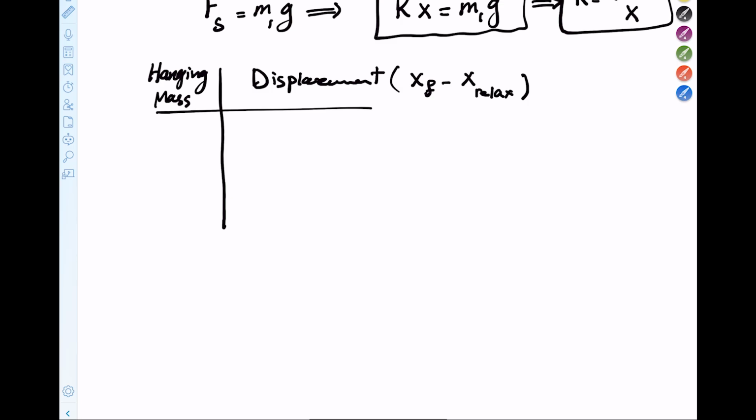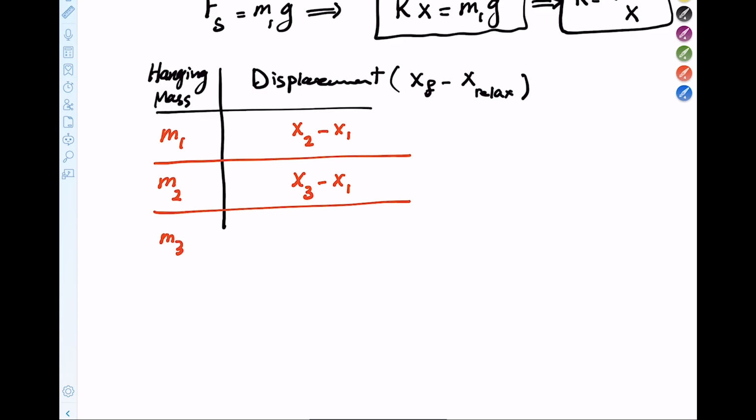So if we add m1, we had x2 minus x1. If we have m2, we would have another x, x3 minus x relax. If we have m3, we would have another position, we can call it x4 minus x1. The idea is this: if I keep adding masses, let's say mass number 4, I would have x5 minus x1.